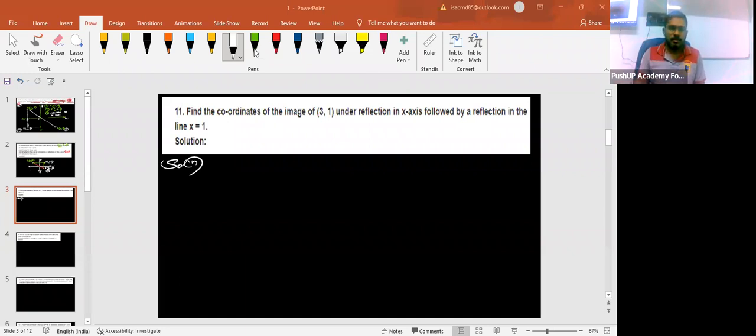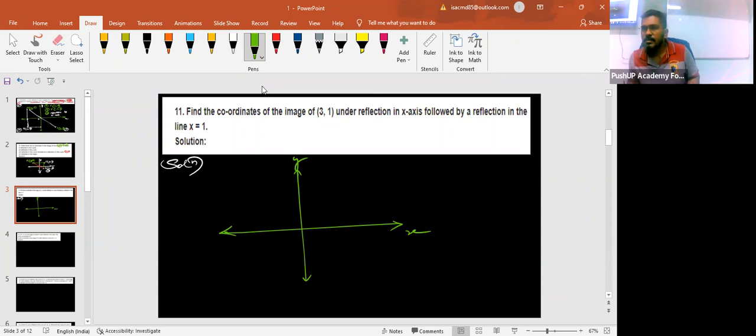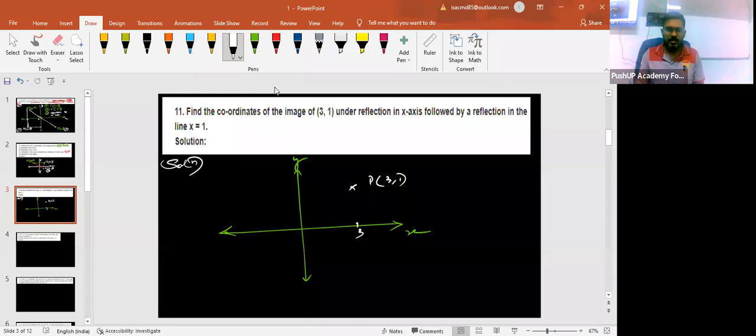Anuki, draw x is equal to 1 on your xy plane and show me. Where is it? X is equal to 1. Perfect. Very good. So where is the point? First quadrant, right? 3, 1. So let me assume here is your point P, which is 3, 1. This point is 3 on the x-axis and this is 1 on the y-axis.